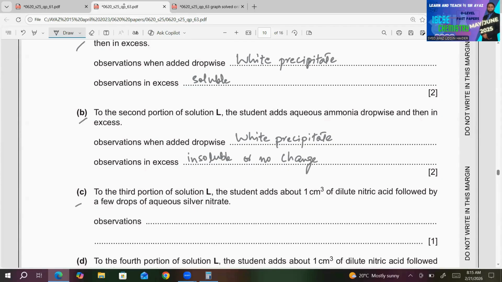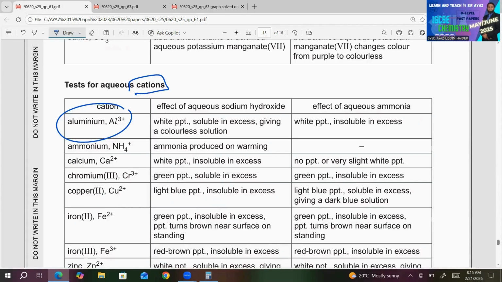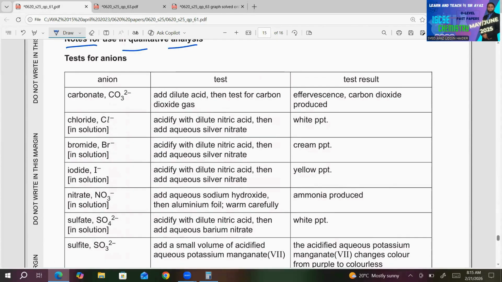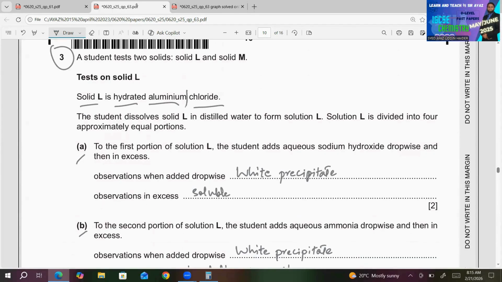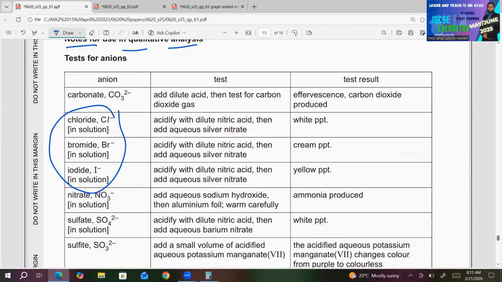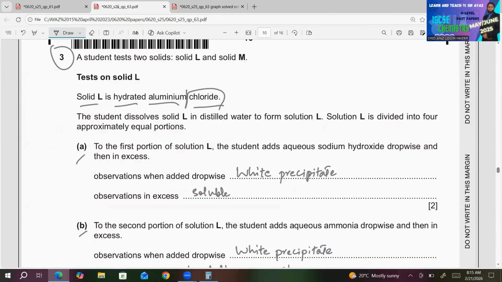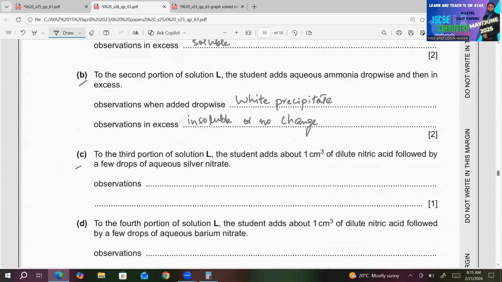C. To the third portion of solution L, the student adds about 1 cm³ of dilute nitric acid, followed by a few drops of aqueous silver nitrate. This must be the test for the halide ions. We have aluminum chloride, so if you look at the list, it gives the test for chloride ion, which is a white precipitate. So you're going to write white precipitate here in the observations.